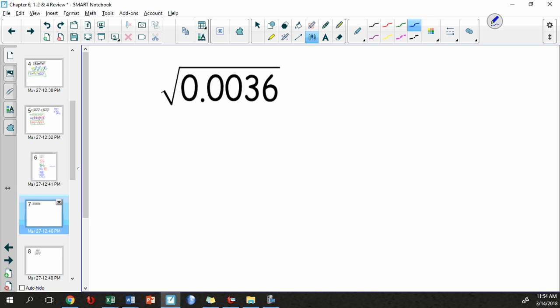Let's keep on going. The square root of 0.0036. Do not use a calculator. I want you to work with this and show your brain. Use your brain, I should say.